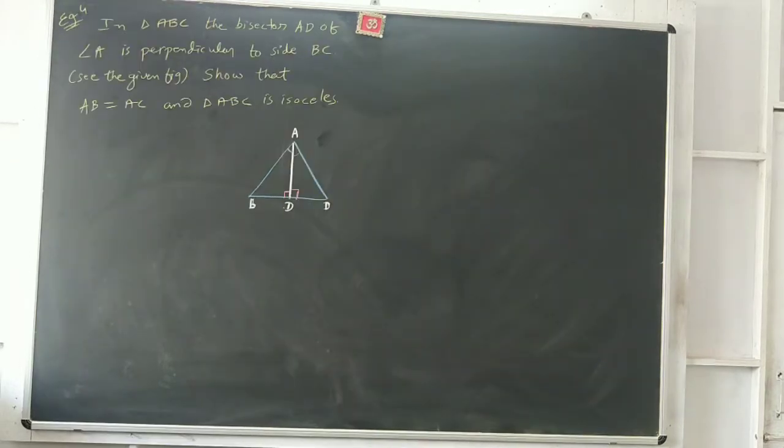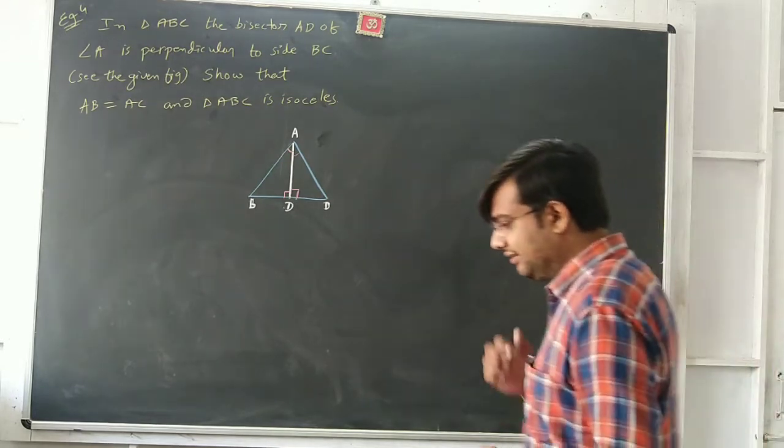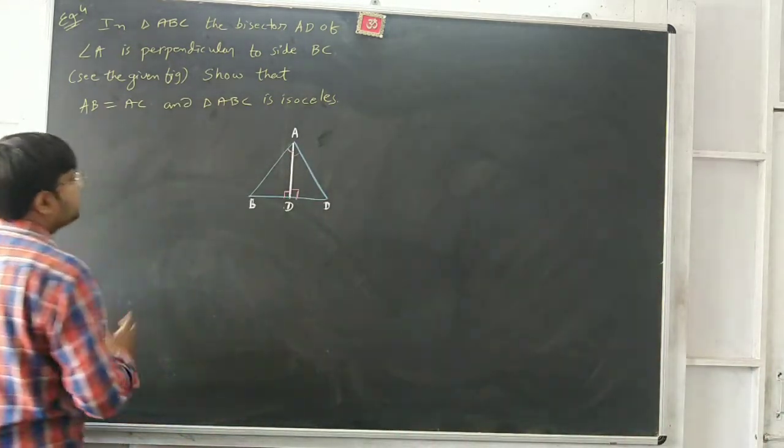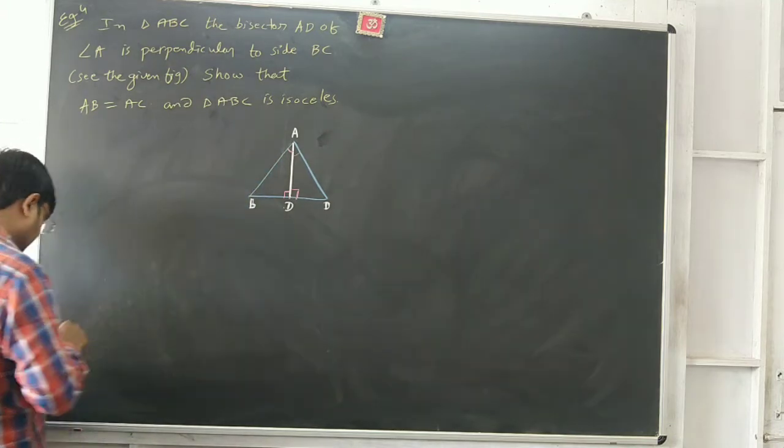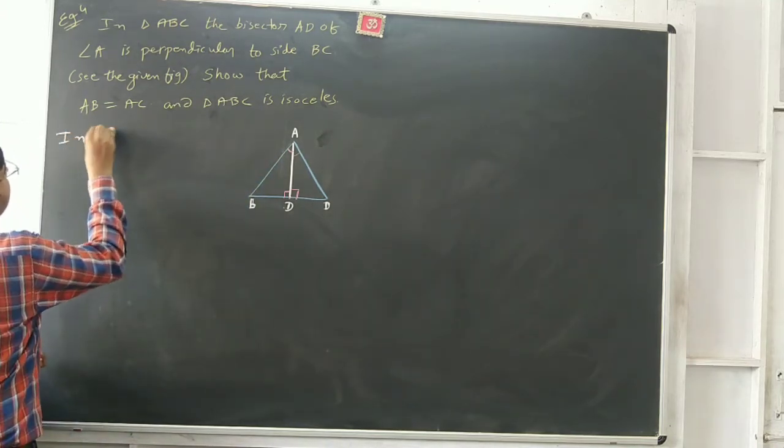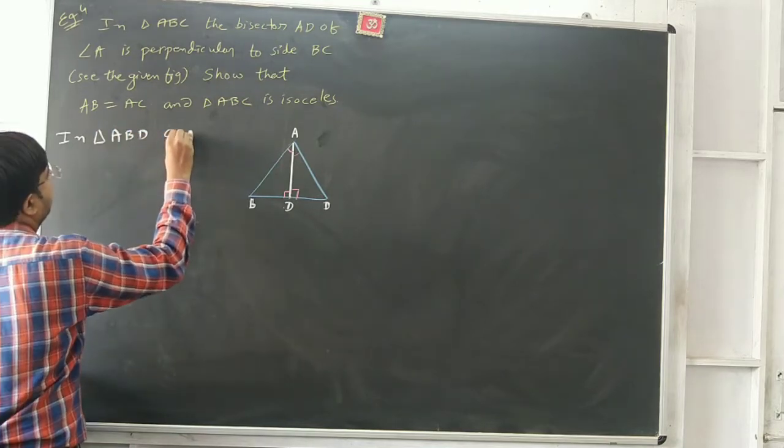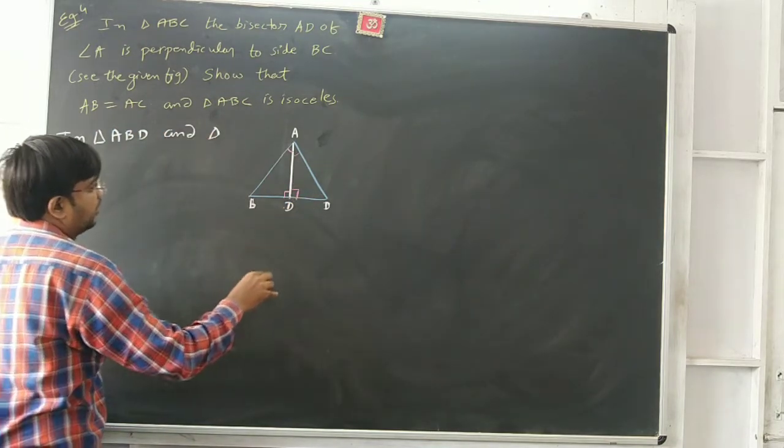Okay, now example number 4. In triangle ABC, the bisector AD of angle A is perpendicular to the side BC. See in the figure, okay? Prove that AB is equal to AC and triangle ABC is an isosceles triangle. So first, we start with triangle ABD and triangle ACD.